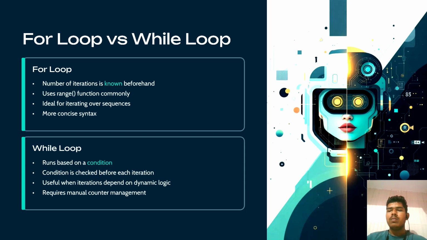So, for loop versus while loop. Now let's see the difference. A for loop is used when the number of iterations is known. When we know the number of iterations, only then do we use a for loop. It uses the range function and is ideal for iterating over a sequence, and its syntax is shorter. A while loop runs based on a condition. First the condition is checked before each iteration. It is useful when iteration depends on dynamic logic, and requires manual counter management.